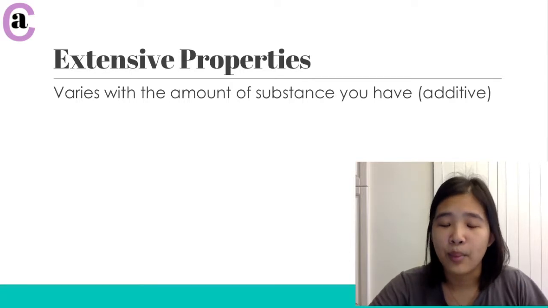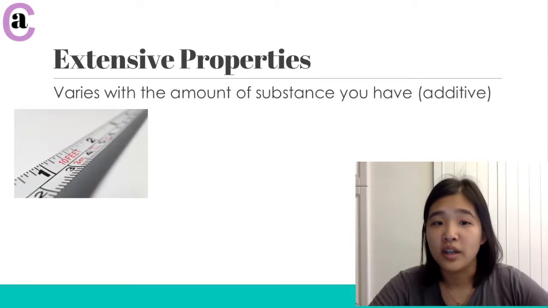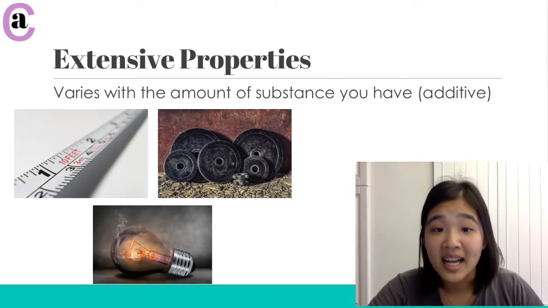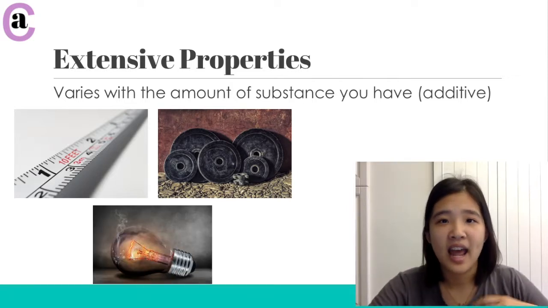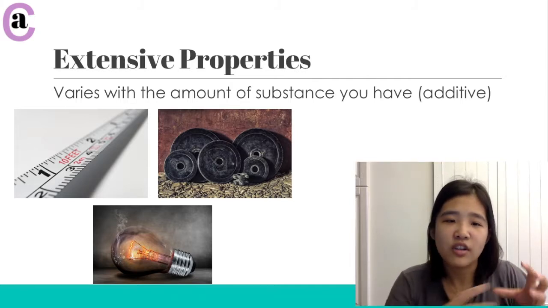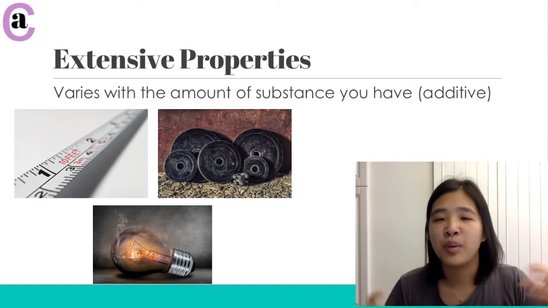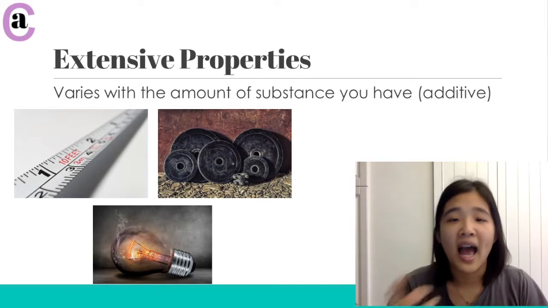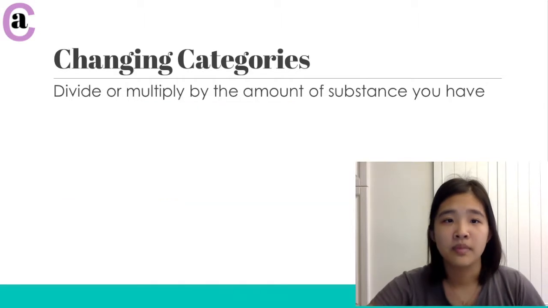Good examples of these include length, weight or mass, and energy of some sort. So you can see that if I have two samples of something and I put them together, all of these properties are just going to add on to each other.